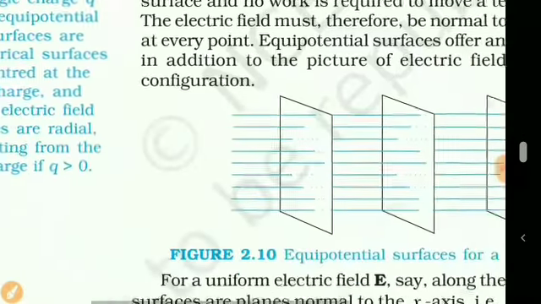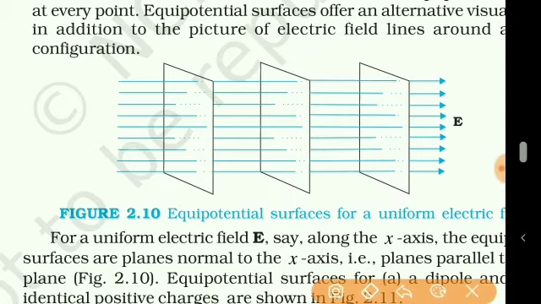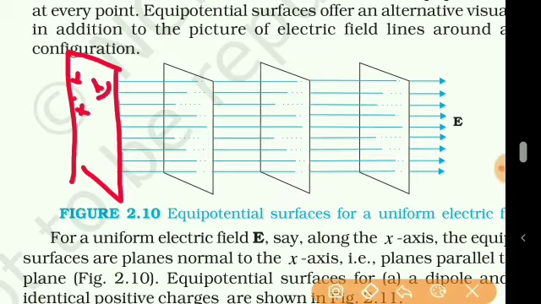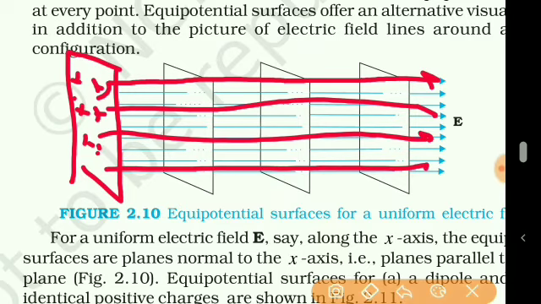In the next figure, the electric field lines due to a uniformly charged plane surface are given. Suppose this is a plane surface having uniform charge density, and we know that due to such a surface the electric field lines are parallel to each other. So if the electric field lines are parallel, then we get the equipotential surfaces as plane sheets.